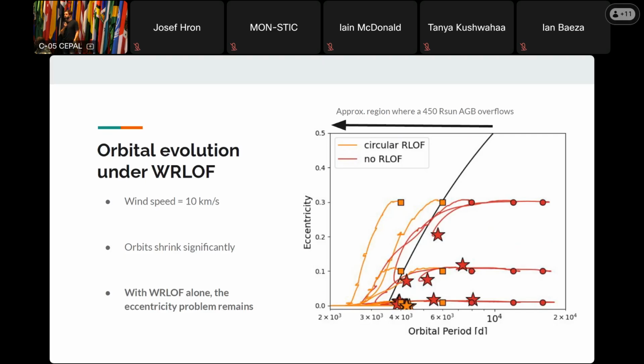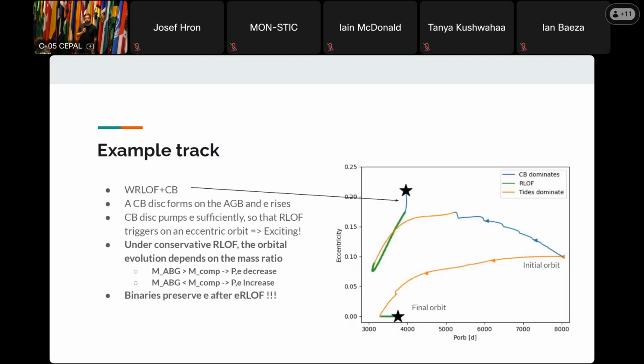So wind Roche lobe overflow can be very efficient at shrinking the orbits. We can populate periods above 4,000 days. We find some eccentric binaries in the end that did not undergo Roche lobe overflow, but many are circular. So the problem of eccentricity still remains.